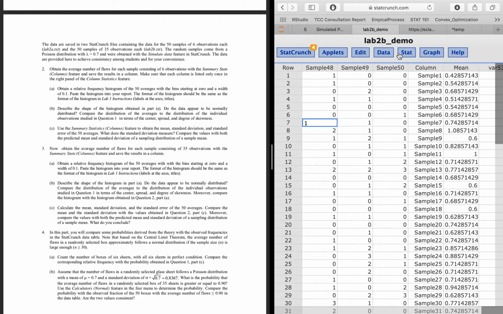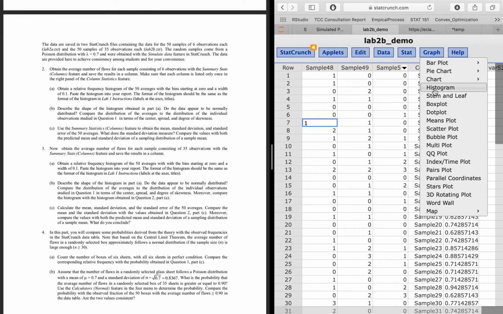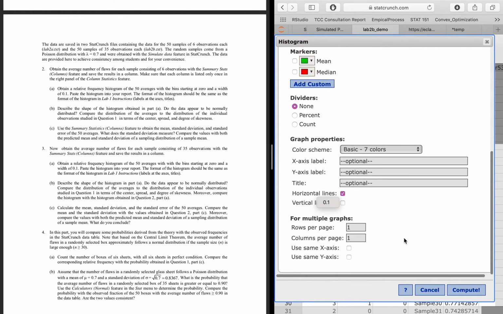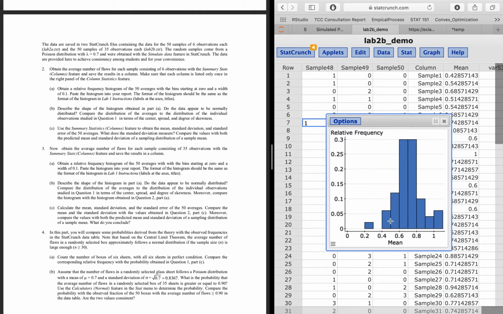The first part, 3A, asks you to do a relative histogram. So Graph, Histogram, choose the mean, and then use relative frequency, starting with 0, and with a bin width of 0.01. Then put a title there. I'm just going to ignore this for now. This is what my histogram looks like.